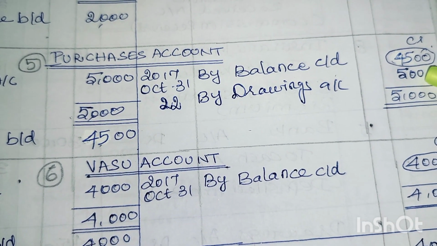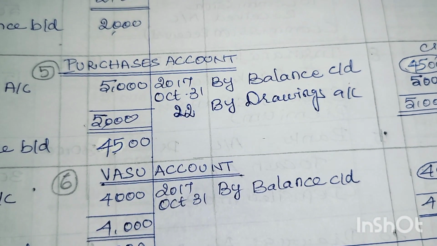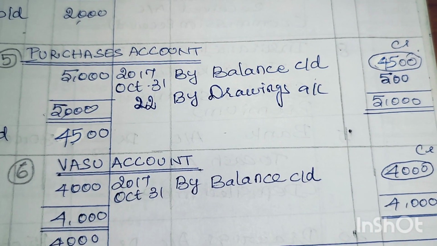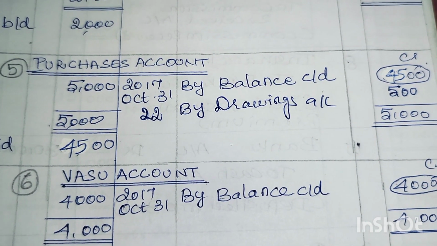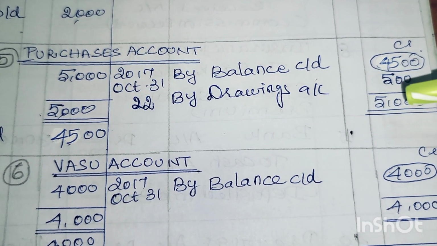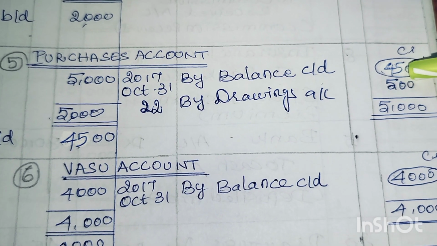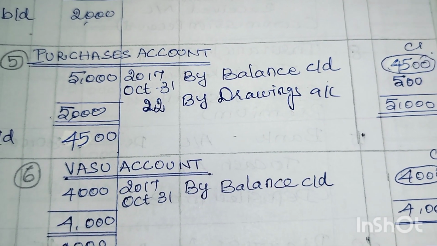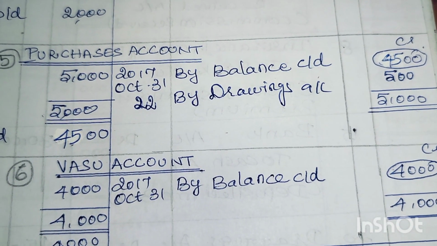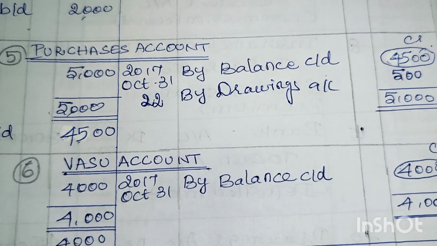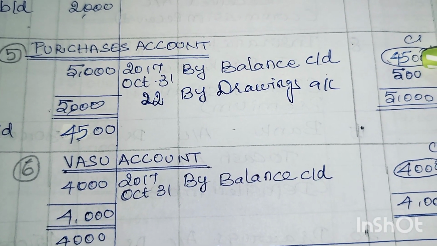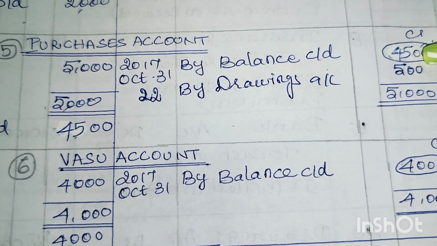Then we have to find the difference. How do we find it? We have to subtract that 500 from 5000. What do we get? 4500. That 4500 we have to enter in the lesser side. We entered that 4500 in the lesser side amount column.